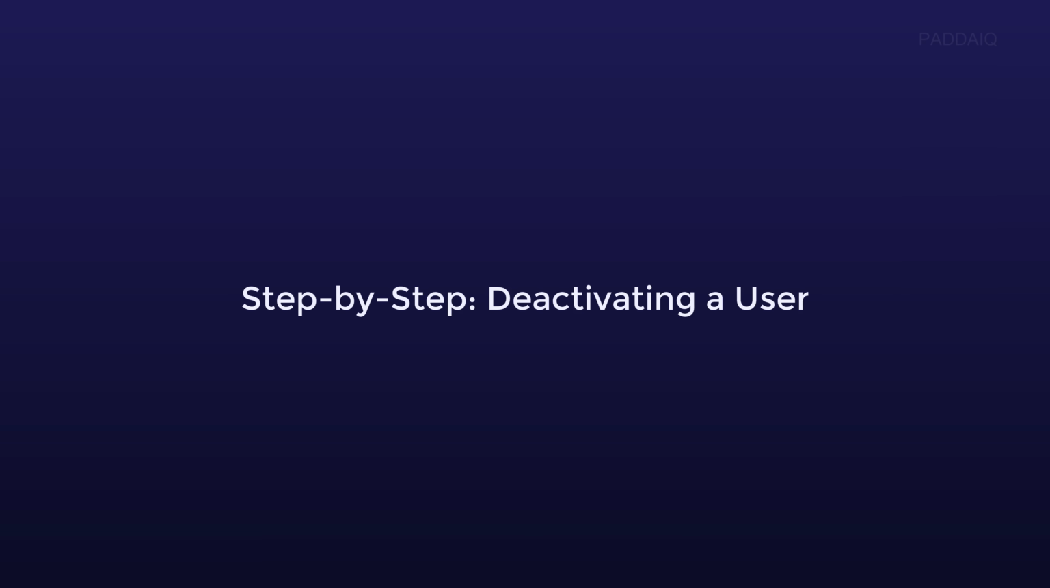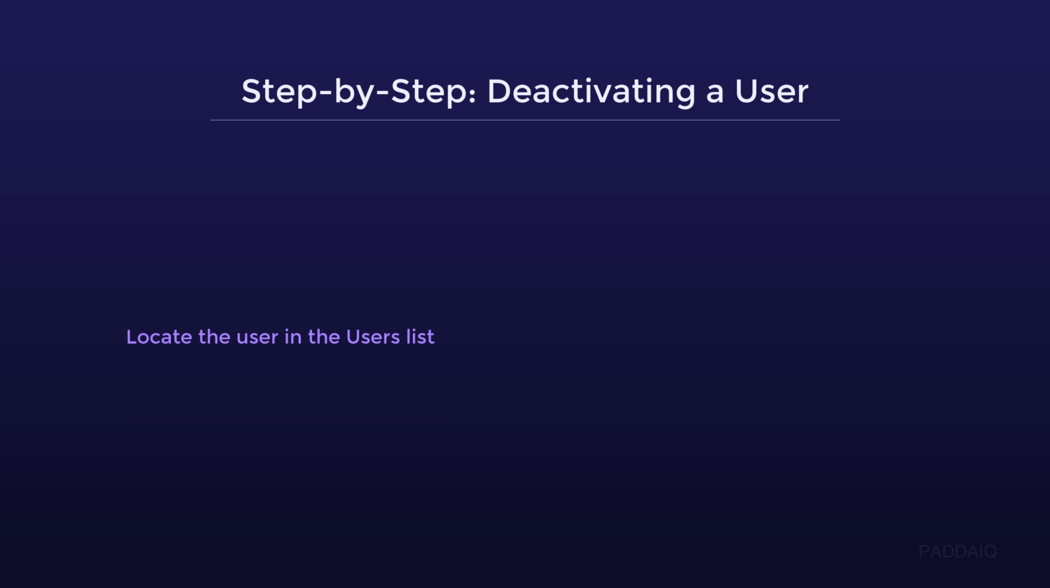Step-by-step, deactivating a user in the system. Locate the user in the users list. This means finding the specific person you need by searching or scrolling through all registered users. For example, if you want to deactivate John Doe, you would open the list and find his name. This is the essential first step to ensure you are managing the correct individual.